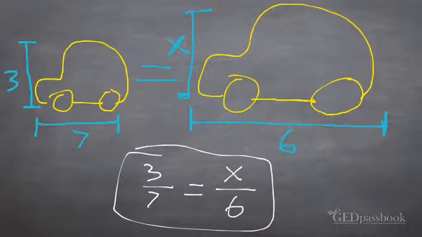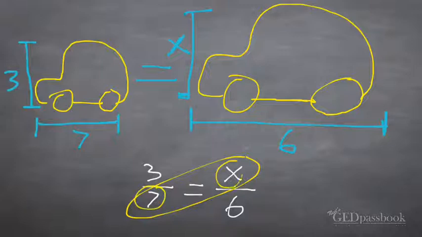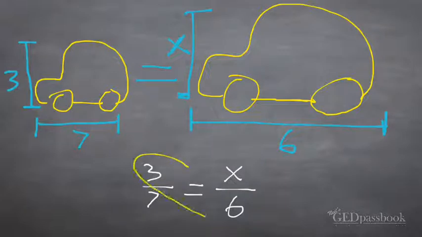Because now we get to do something. Does anyone know what we're going to do? Cross multiply? Yeah. Cross multiply and then divide. What you're always looking for is the cross fractions that have numbers across from each other. For example, the 7 and an x, that can't be done. Why? Because one is a number and one isn't. So always look for the numbers that have something across from each other.